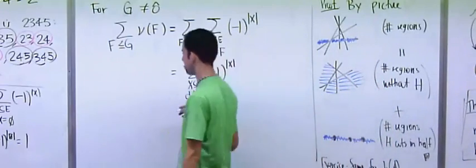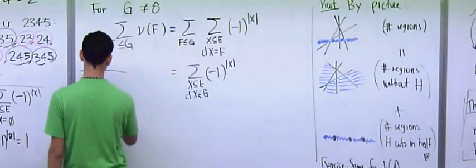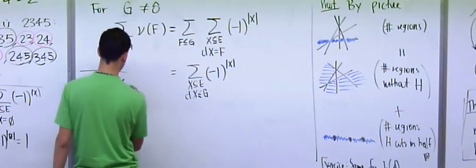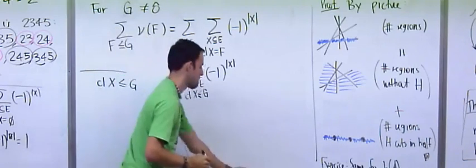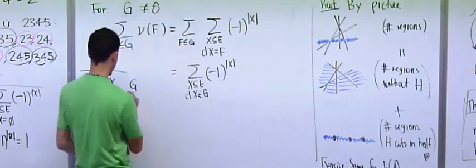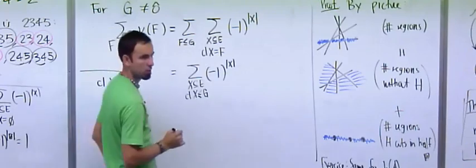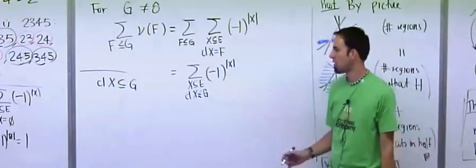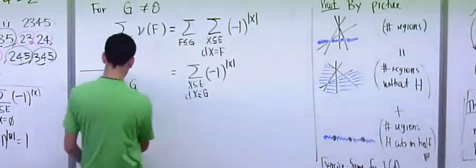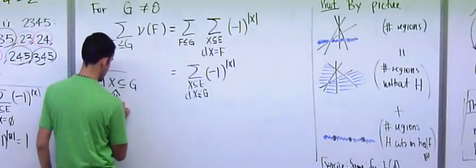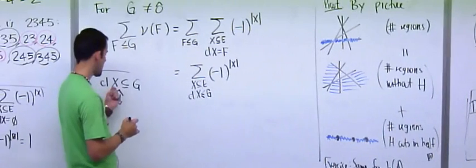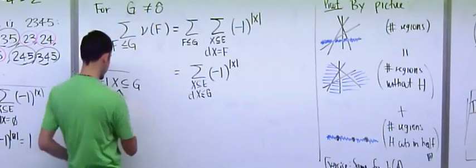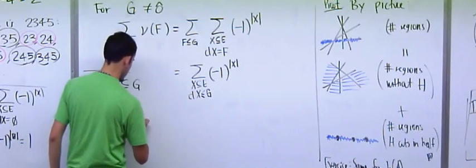But now, when is the closure of x less than or equal to g? Remember the order? The order in the lattice of flats is just containment. So I claim that when is the closure of a set inside g? I claim that that's equivalent to just saying that the set is contained in g.